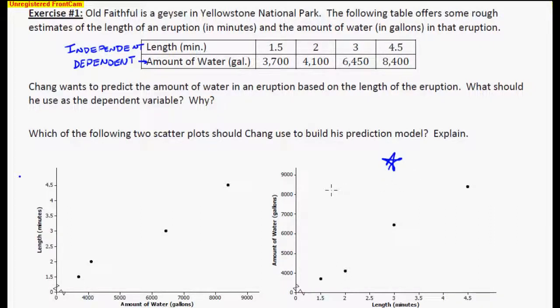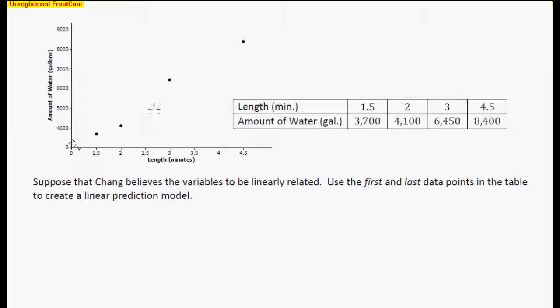Okay. So there are a couple other questions that go along with this. Let me get rid of all of this and let's just reduce it down to the one we want to use. This is the graph that was on the right here. Notice that the length is on the x-axis and the amount of water is on the y-axis. And here's the table. It says suppose that Chang believes the variables to be linearly related. All right. It says use the first and last data points. So that would be this one, right here, and this one right here, to create a linear prediction model.